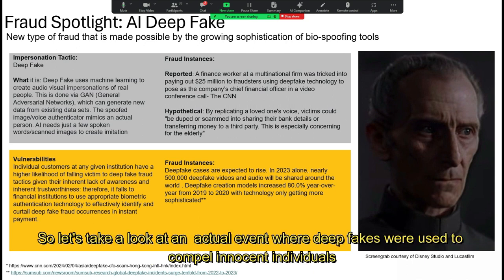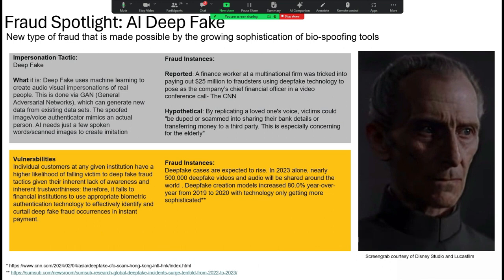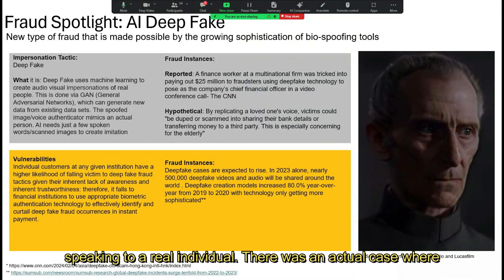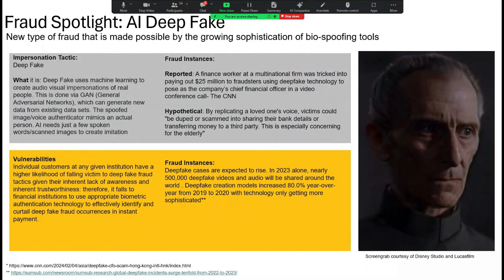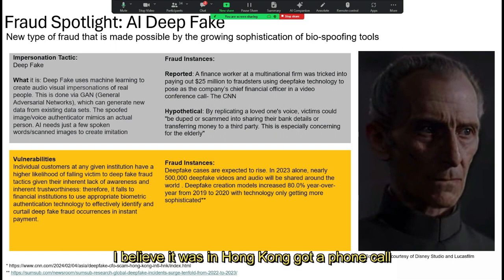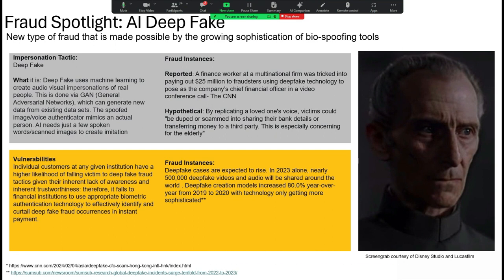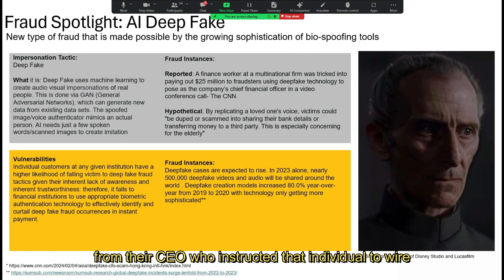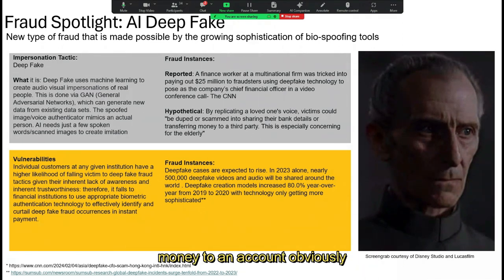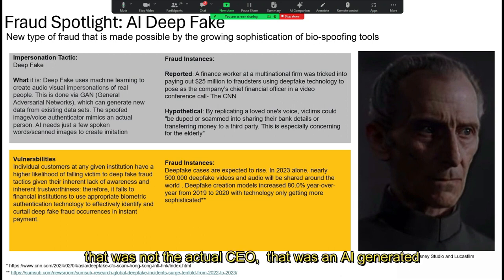So let's take a look at a potential scenario where deepfakes are used to compel innocent individuals to act in a manner that they probably wouldn't had they known that they're not speaking to a real individual. There was an actual case where someone in a financial institution, I believe it was in Hong Kong, got a phone call from their CEO, who instructed that individual to wire money to an account. Obviously, that was not the individual CEO.